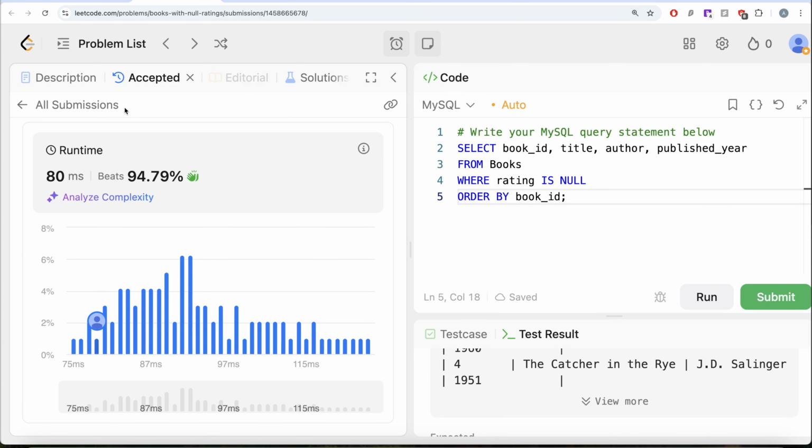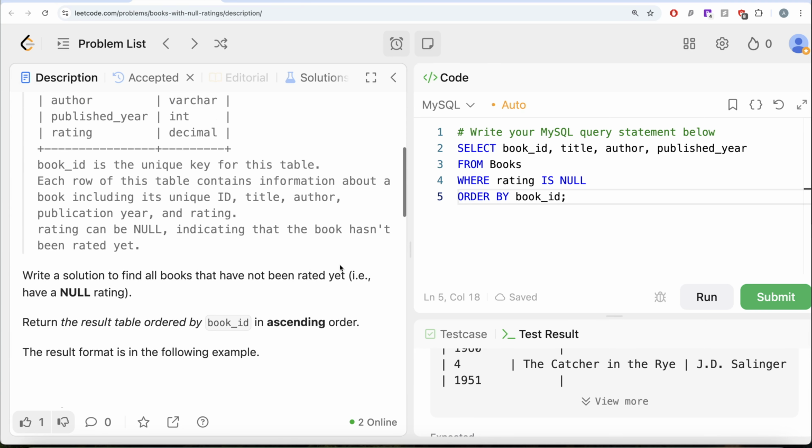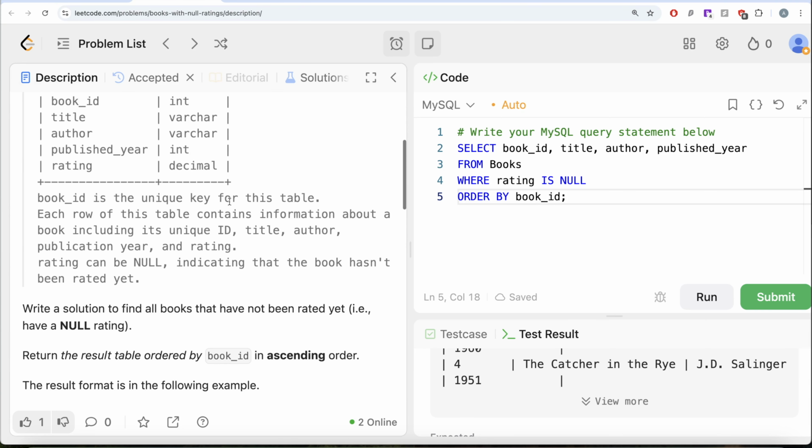So not a difficult question. What we basically did was, this is very straightforward. We kept only those rows where the rating column was null, because we need those books who have not been rated yet, and then we returned the desired columns and ordered the result in ascending order by book ID. So yeah, this is how we do it.